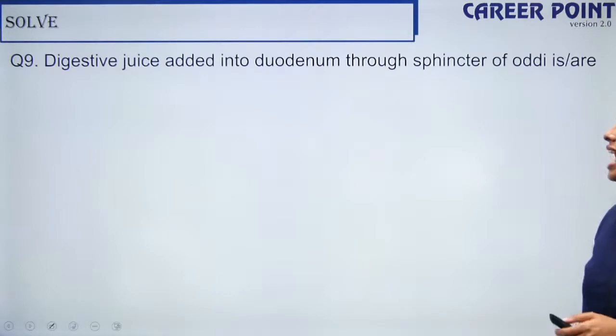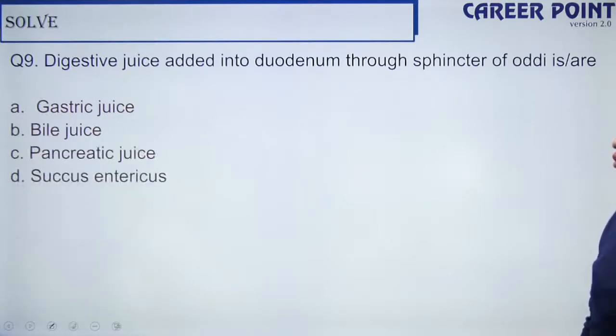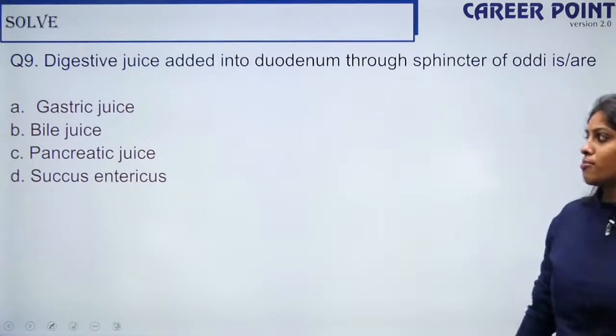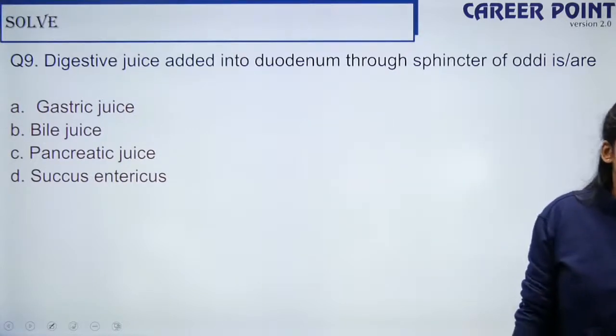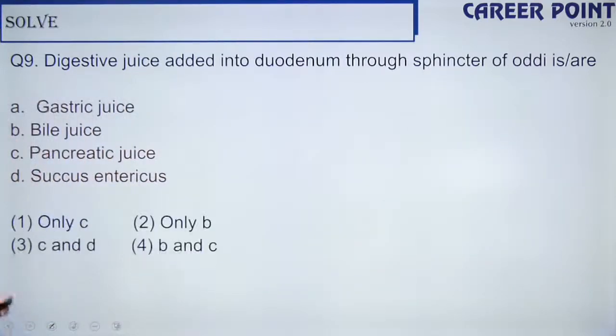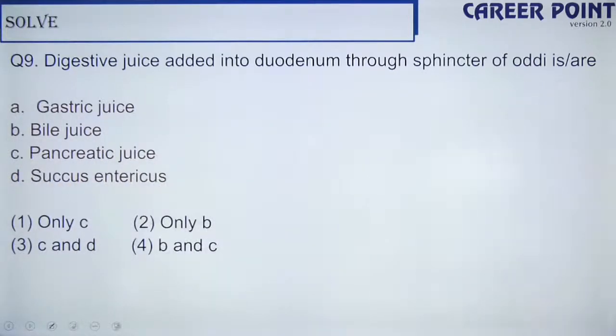The digestive juice added into the duodenum through the sphincter of Oddi is or are: gastric juice, bile juice, pancreatic juice, succus entericus. Gastric juice, bile juice, pancreatic juice or succus entericus. Yes, Nishra, what is your answer? I have the options displayed. So can you tell me what is the right answer? What is added into the duodenum through the sphincter of Oddi?